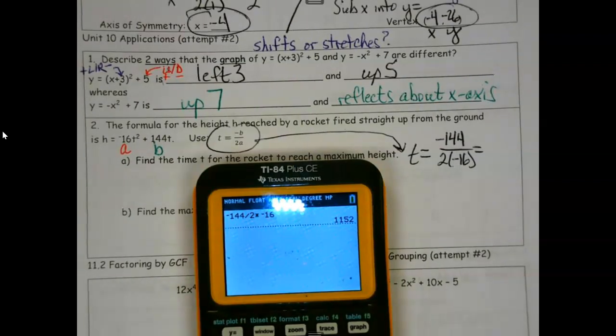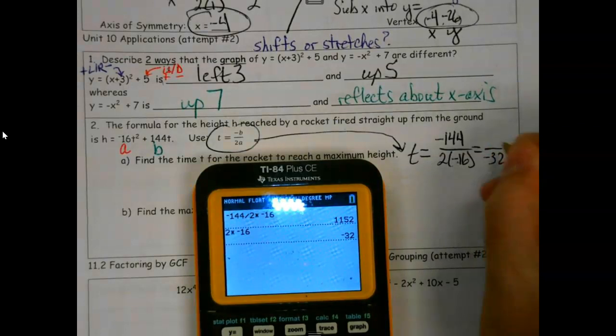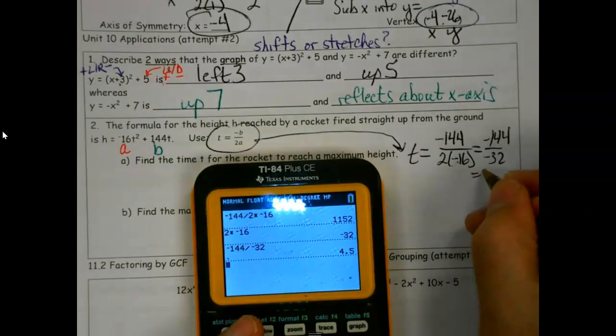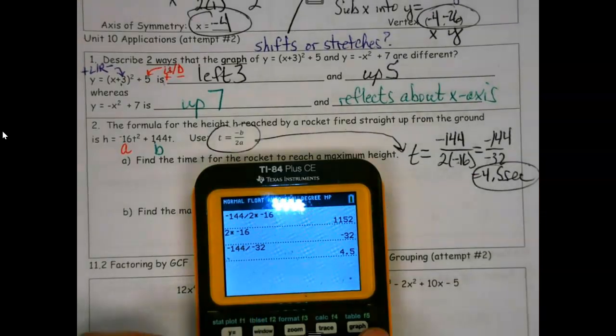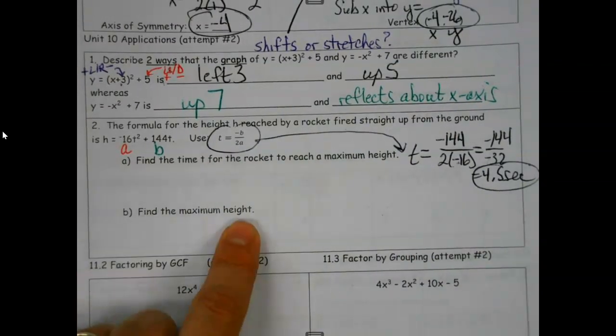Okay, because this isn't going well. Here, I need to multiply the numbers on the bottom first, then divide. That's how you're going to get the right answer. And just like we did up on number 1, find the maximum height.